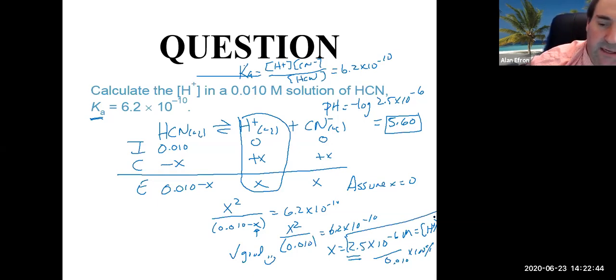Any question on any of those steps where we found anything? Okay. So Ka problems are essentially just equilibrium problems, and really the only difference is you're just going to find that H plus concentration so you can get to the pH. Everything else is pretty much the same deal.